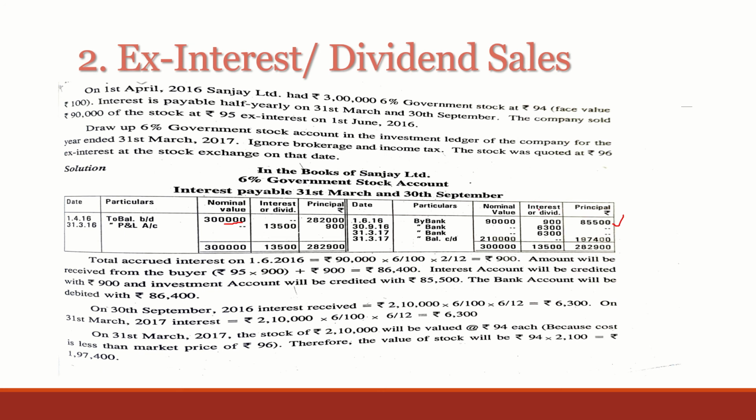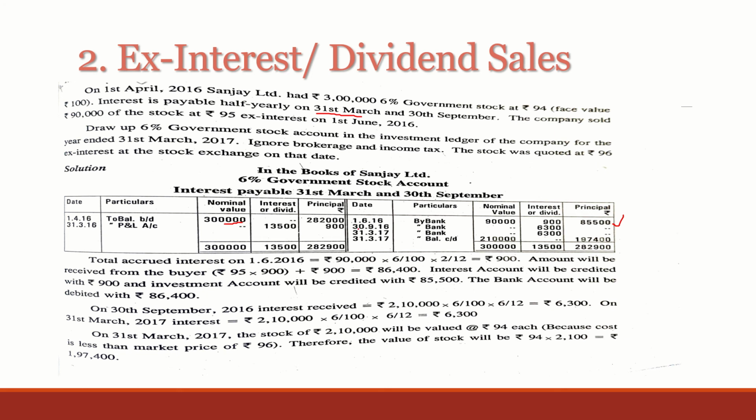But we have to calculate what is the accrued interest amount. So when was the recent interest due date? That was 31st March 2016. Okay, then when was the sale happening? That was on 1st June 2016. So on 1st June 2016 we recorded the sales.